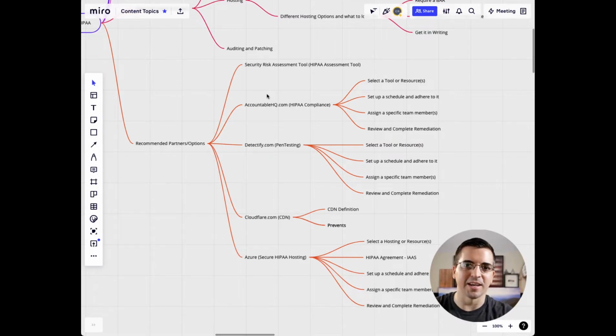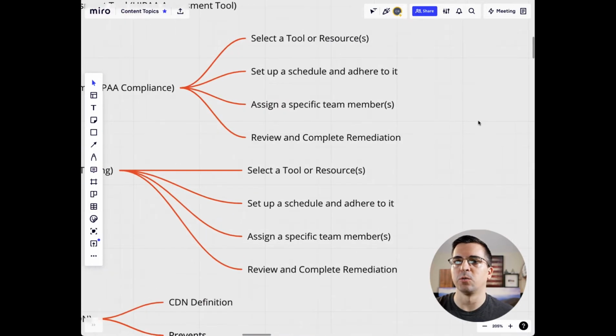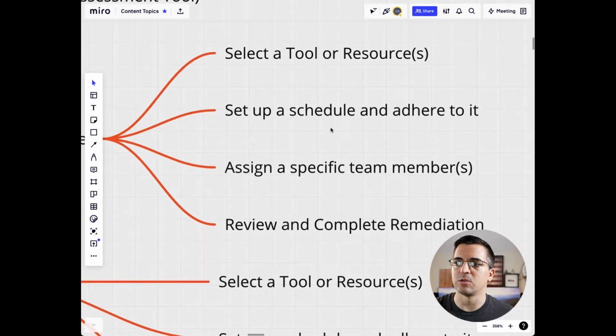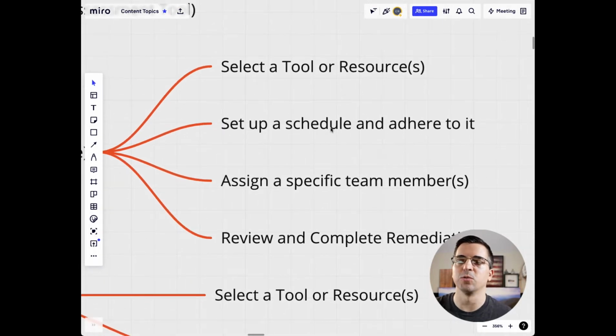Now, with that said, we do have a lot of resources here that we're going to be continuing to dive into. And today, really the biggest thing that we want to point out is that whether you work with a tool like Accountable HQ or you work with another platform, it really makes sense to essentially select a tool, set up a schedule to run your risk assessments and your compliance audits, both internally and with any kind of external facing software, and then assign specific team members.